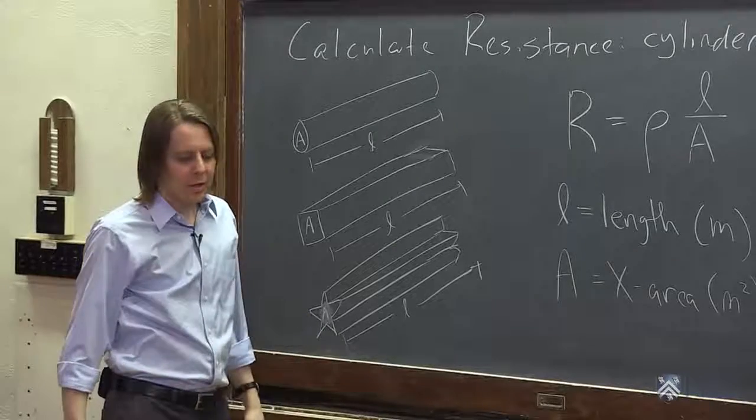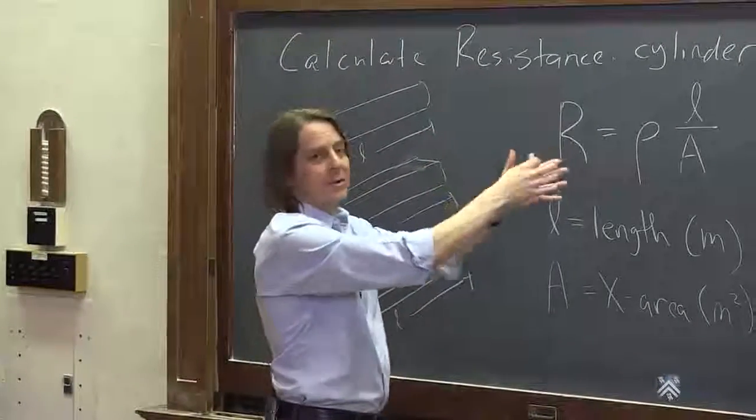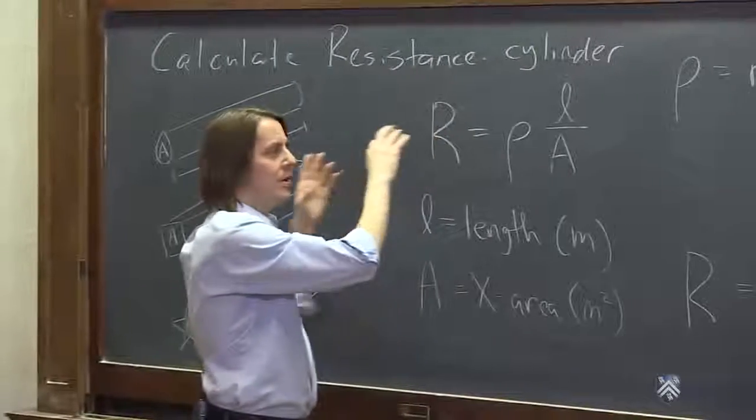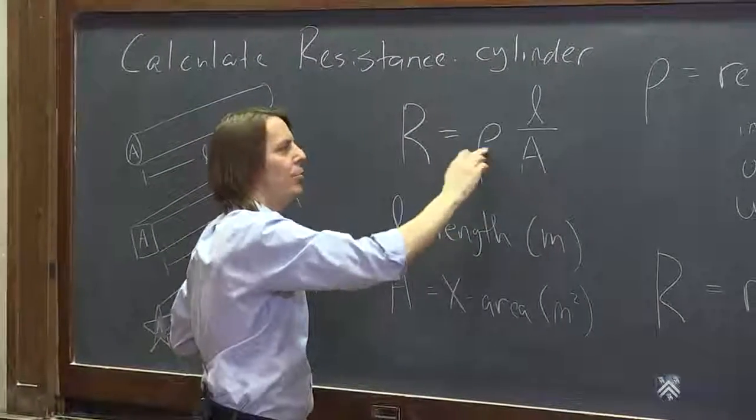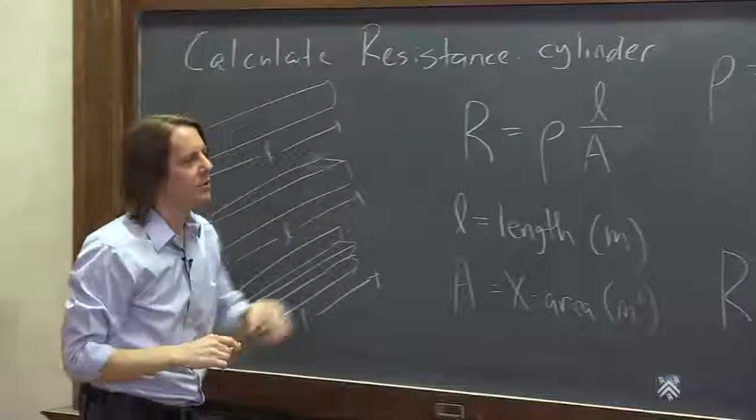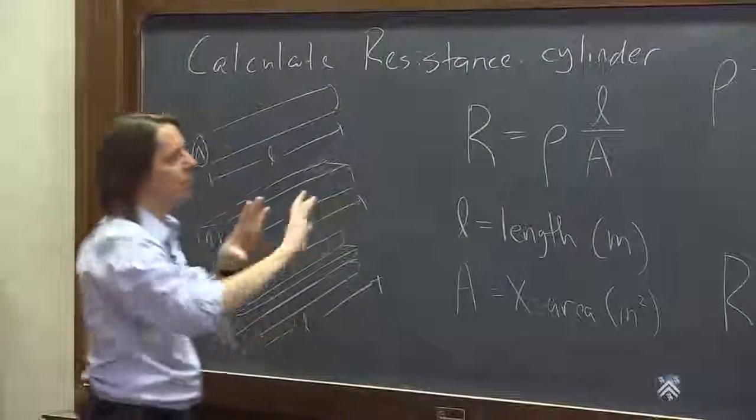So often you'll be given the resistance of something and you don't have to calculate it. Or sometimes you'll be given the material, and you get the geometry, and you look up rho, or you're given rho, and you have to calculate it. But this is the most common formula we use for cylinders.